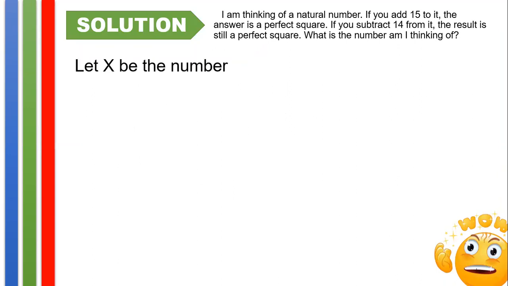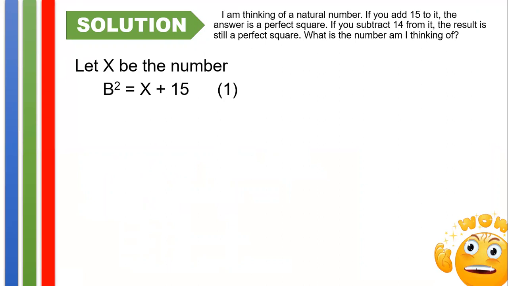We don't know what the number is. Let's say x is the number that we are looking for. Based on the problem, if you add 15 to it, the result is a perfect square. Let's call that number b squared. So we have here x plus 15 equals the perfect square, which is b squared.